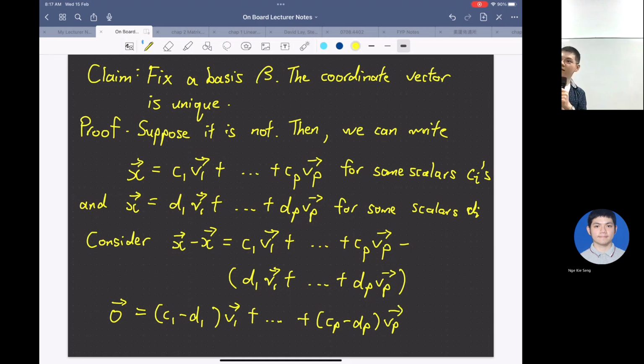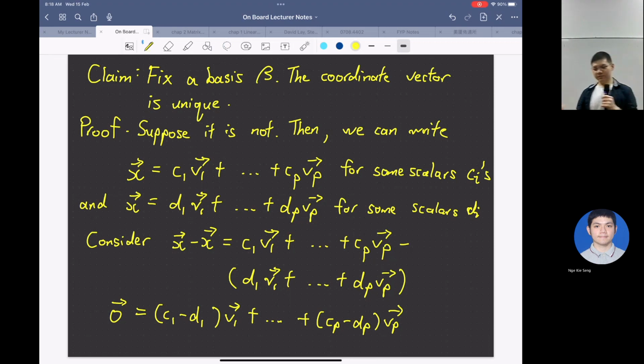So what's this vector equation here? 0 equal to some linear combination. What's this? This is the equation that you consider in the linear independence, right? But what are V1 up to Vp? They are the basis of the subspace. So the basis satisfies what condition? Two conditions: span and linearly independent.